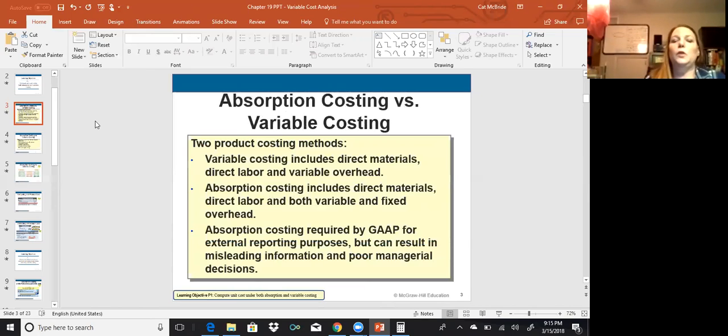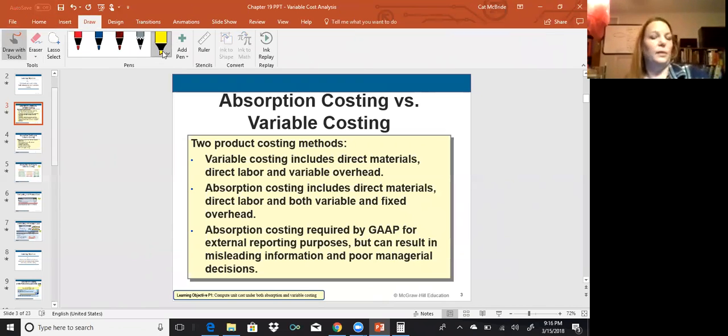Variable costing includes direct materials, direct labor, and variable overhead. The way I remember which includes more costs is that absorption costing absorbs all the costs. Absorption costing includes direct materials, direct labor, and both variable and fixed overhead. So our difference is fixed overhead. Basically, variable costing does not include fixed overhead, and absorption costing does include fixed overhead.